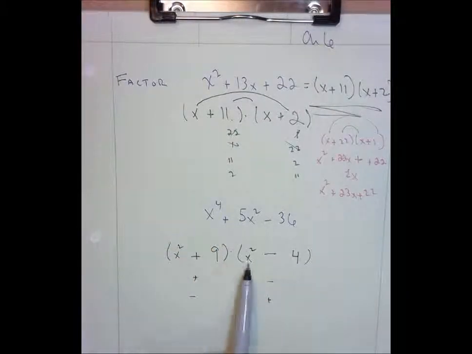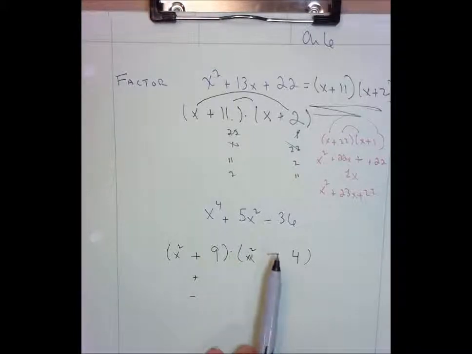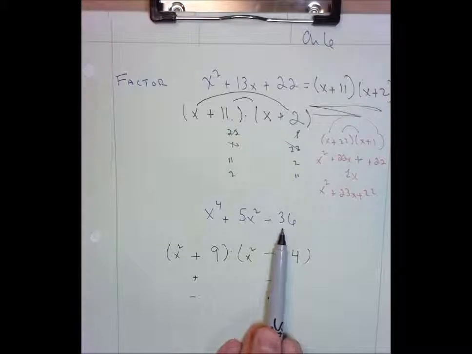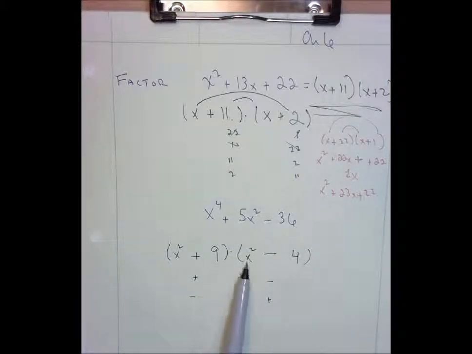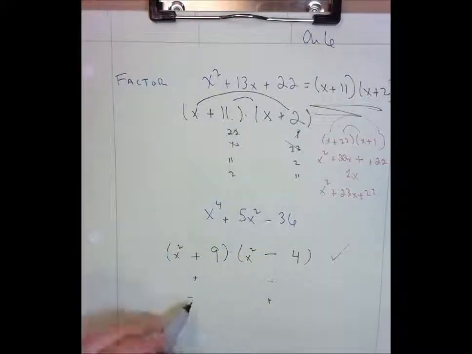So x squared times x squared, bingo, there's our x to the fourth. Positive 9 times negative 4, negative 36, bingo. And the cross terms, 9x squared minus 4x squared would be positive 5x squared. And so there we go. If you don't believe me, put in the minus and the plus instead and carry out that multiplication, and the middle term will be negative 5x squared instead. So we've got it right.